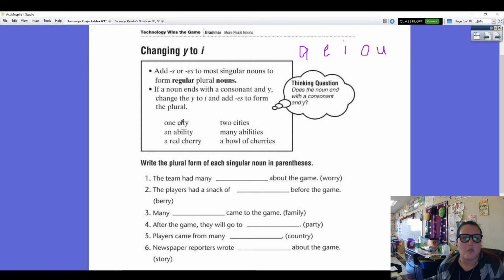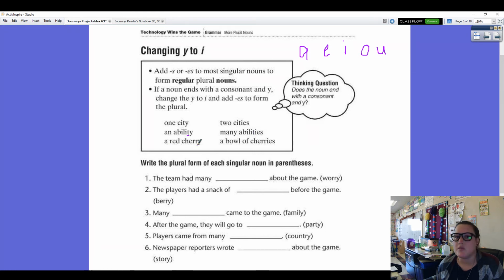So for example, you have one city. That means it's singular, we don't need anything. But if we have 2 cities, because it's a consonant T before the Y, we change that Y to an I and we add ES. An ability. Many abilities. Again, we have a T before the Y. T is a consonant, so we change that Y to an I and we add ES.